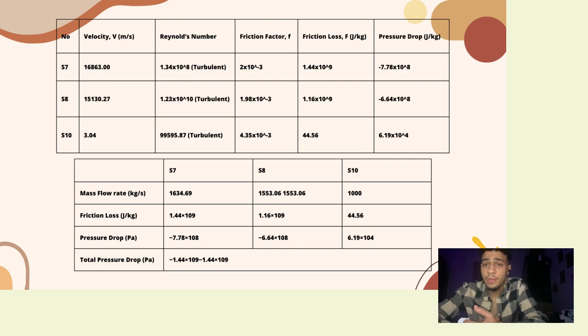Okay, so we have three pipes, pipe S7, S8 and S10. In order to calculate the pressure drop, we have to find the velocity, the Reynolds number, friction loss, friction factor, and then calculate the pressure drop by adding the pressure drop of each pipe and then get the total pressure drop.